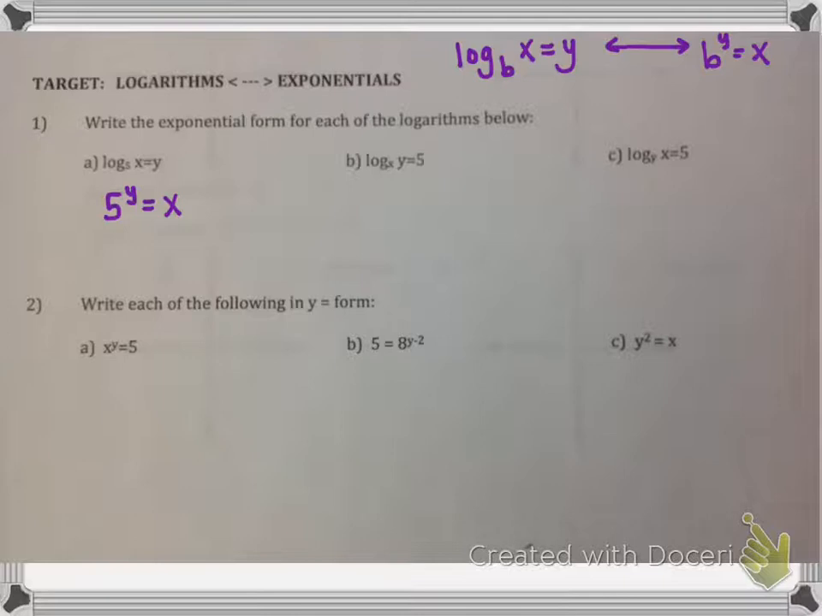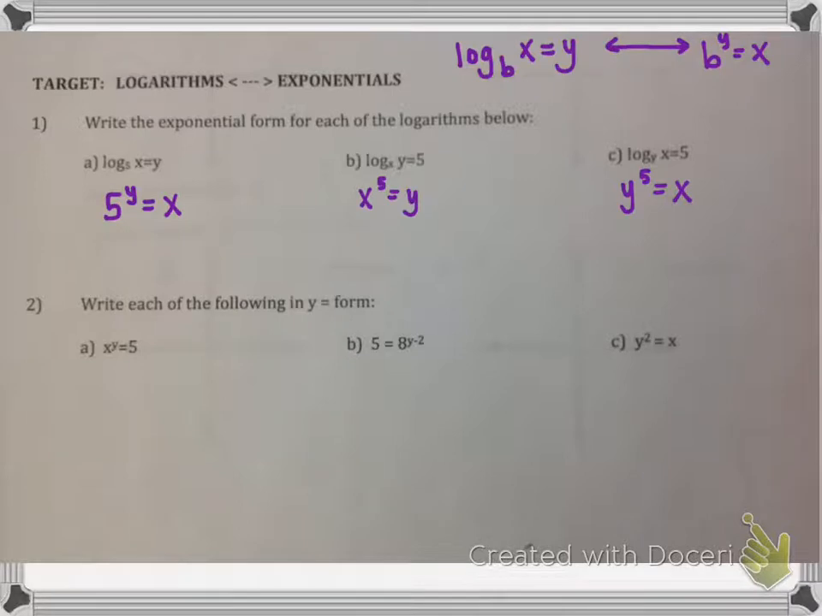When I rewrite them using that definition, for letter A, I end up with 5 to the y power equals x. For B, I end up with x to the 5th power equals y. For C, I end up with y to the 5th power equals x. You'll notice on all of those, I take the base of my log function and raise it to what's on the other side of the equal sign, and it equals whatever was next to the base in my original log side.